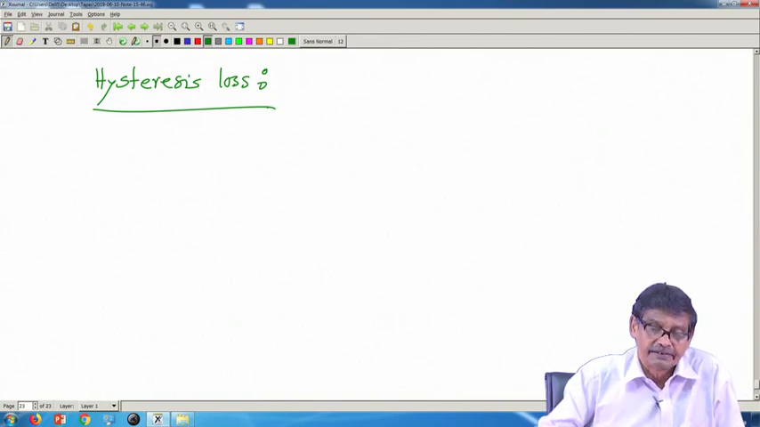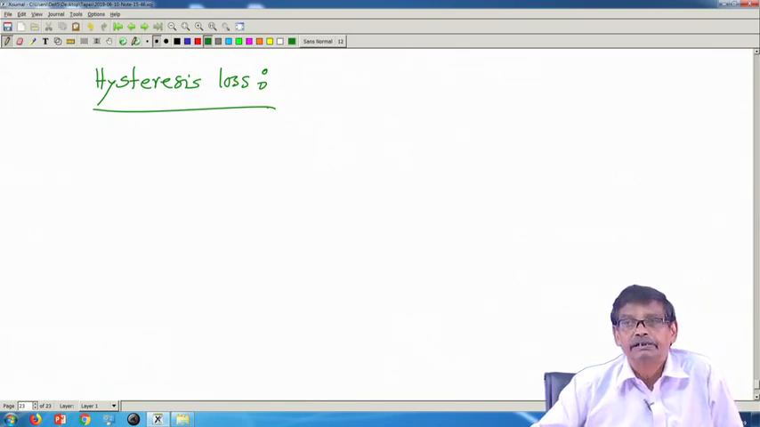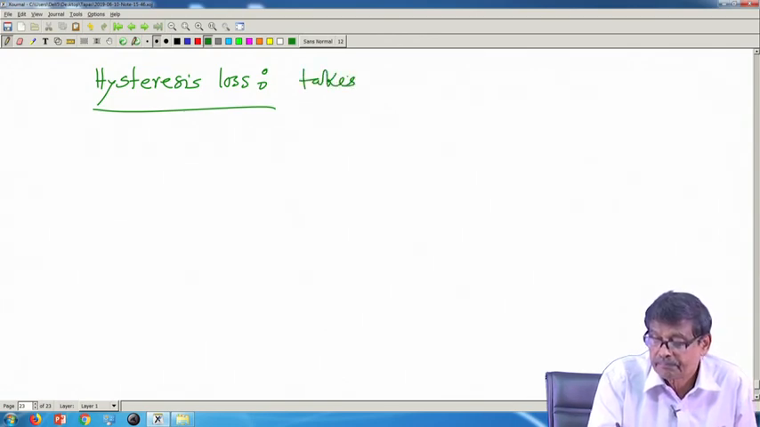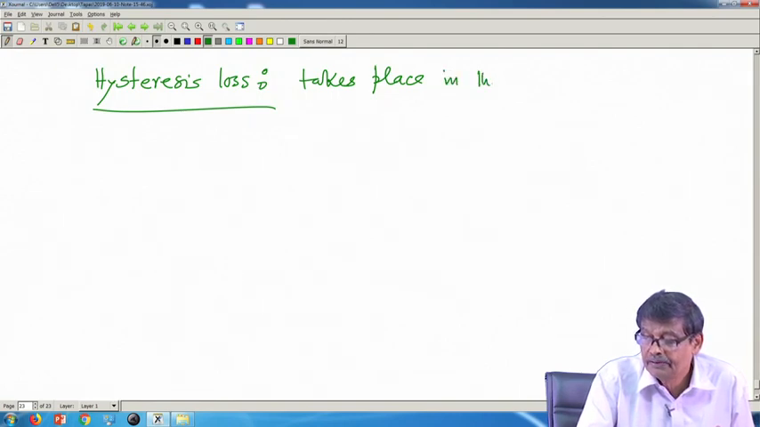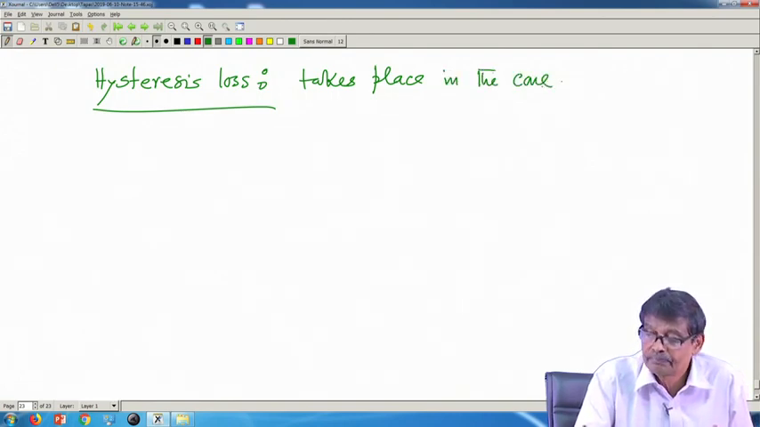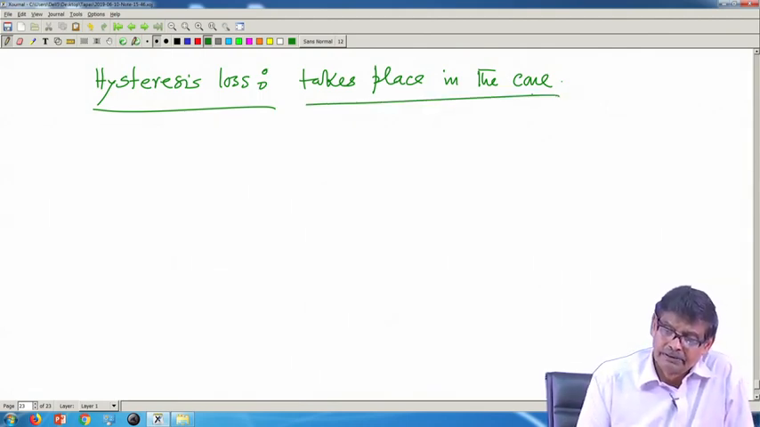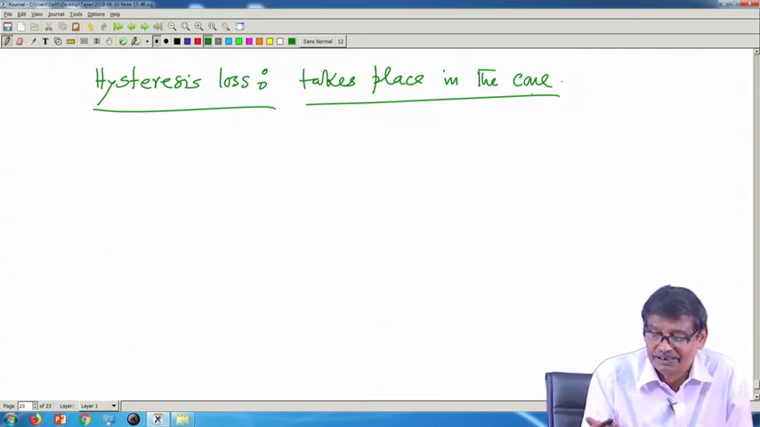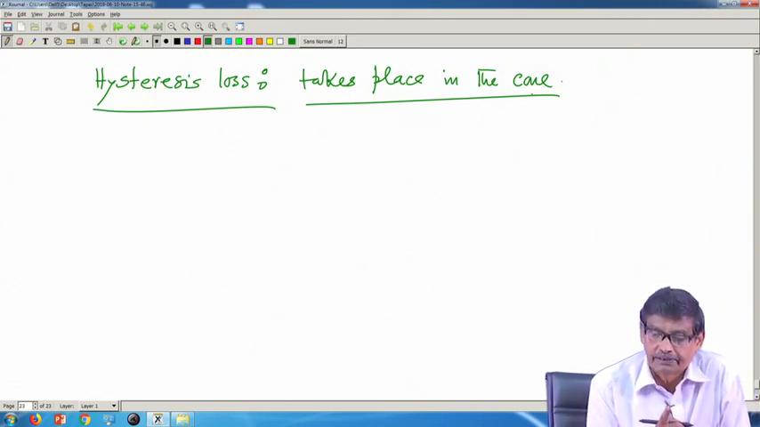Okay. What is hysteresis loss? Hysteresis loss is another loss which also takes place in the core, like eddy current loss. Now, what is this loss? This loss is slightly tricky, but we know why hysteresis loss should take place.